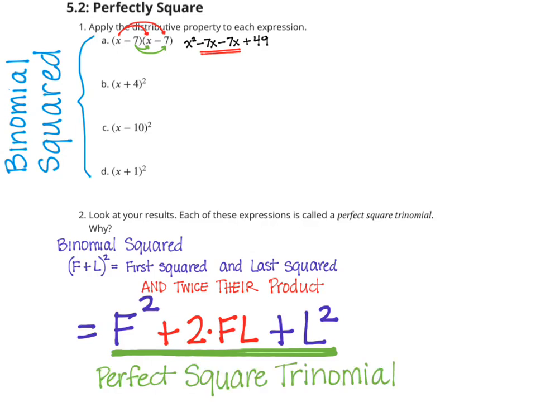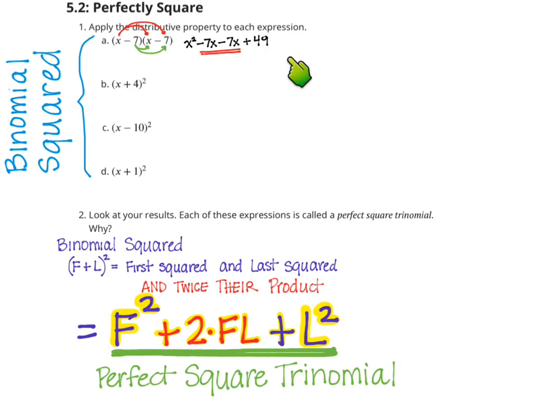And this is called a perfect square trinomial. When the very first term is a perfect square, and the last term is a perfect square, and the middle term is twice the product of what we squared for the first and last, then we have a perfect square trinomial.